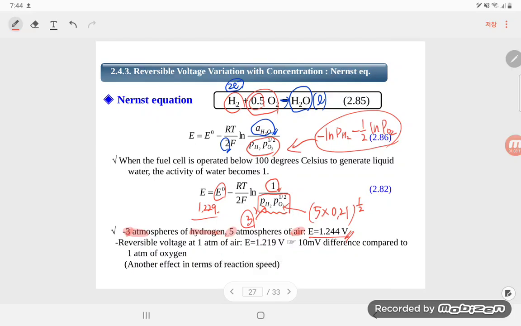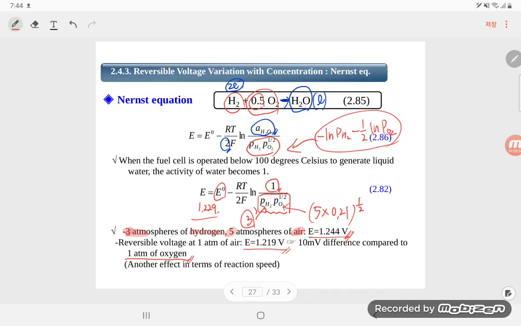And the reversible voltage at 1 atm of air is expressed like this. And in the case of 1 atm of oxygen, not air, there is only a 10 millivolt difference. So it is not that significant either.